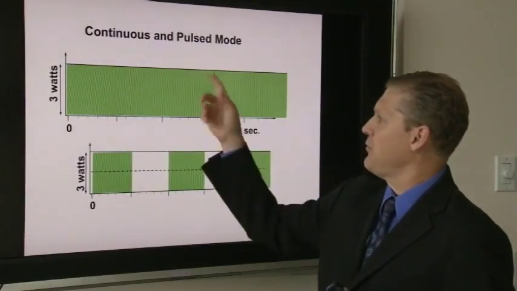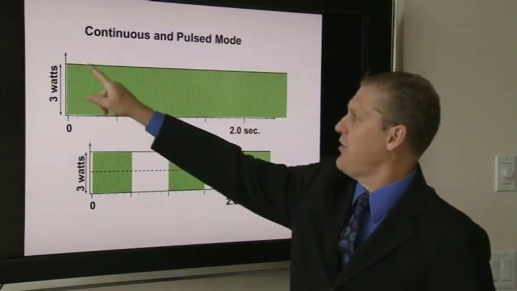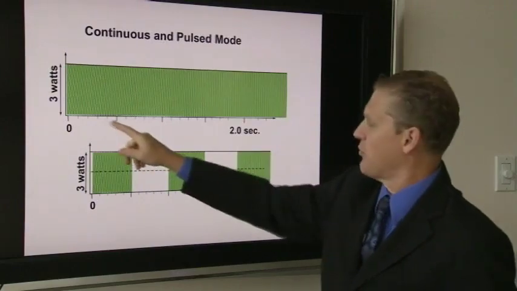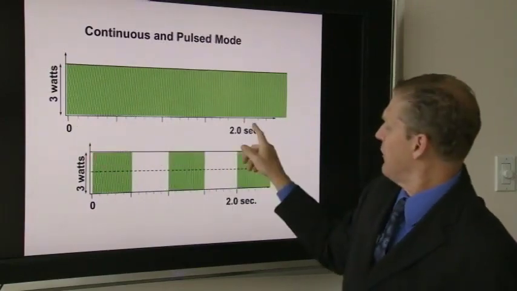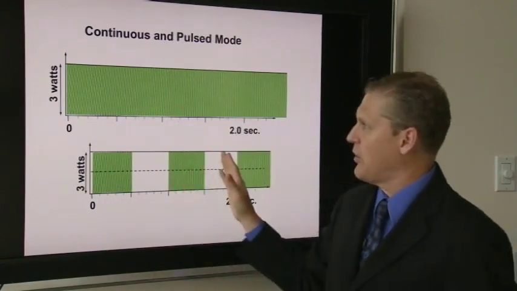We're talking about continuous and pulse, and when you have a diode laser and you step on the pedal at 3 watts, you get a continuous pulse or continuous energy setting of 3 watts for as long as you have your foot on the pedal. So if you have your foot on the pedal for 2 seconds, you'll get 3 watts of energy for that whole time that you're on.